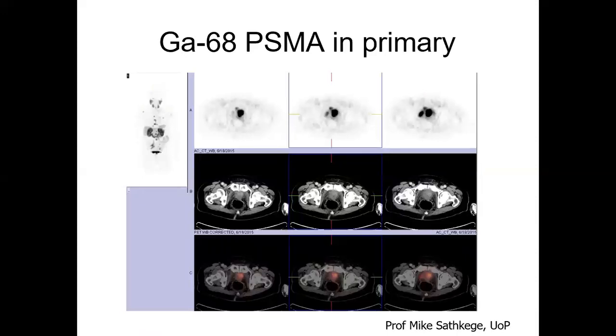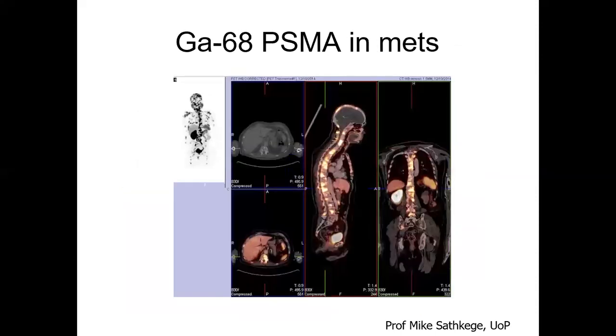So here we have a picture from University of Pretoria, and here we have a very nice uptake in a primary site of tumor on the left side of the prostate. And remember, we can see this with FDG, but we're going to be more likely to see it with PSMA. And obviously, we can also see metastatic disease with PSMA imaging, and we can see both bone and soft tissue.